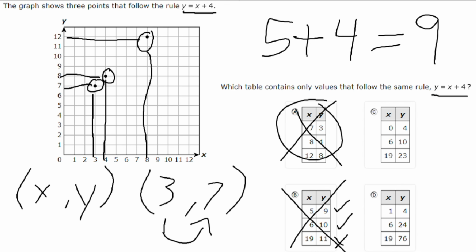Let's check out C and D. You can pause the video now and try out C and D on your own. All right, so let's keep going.